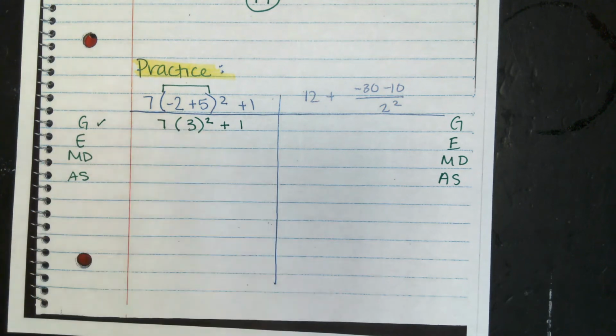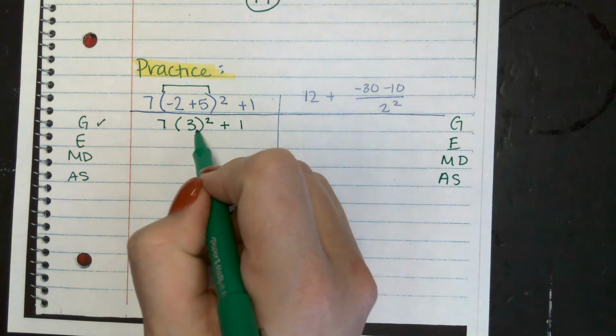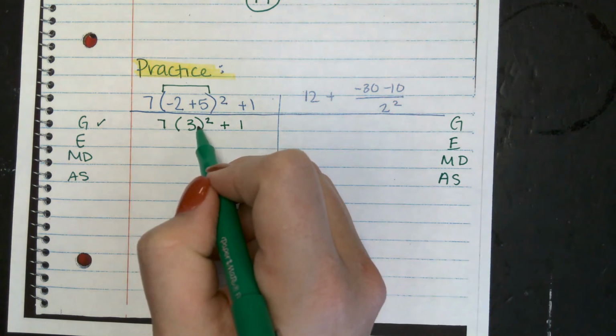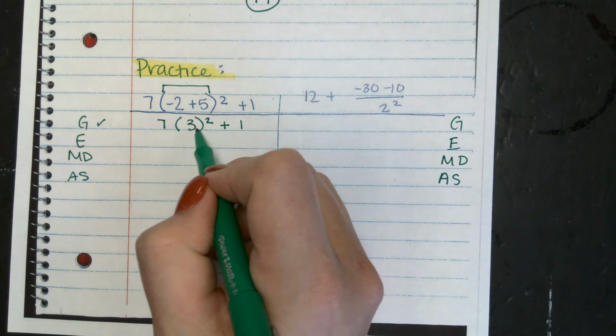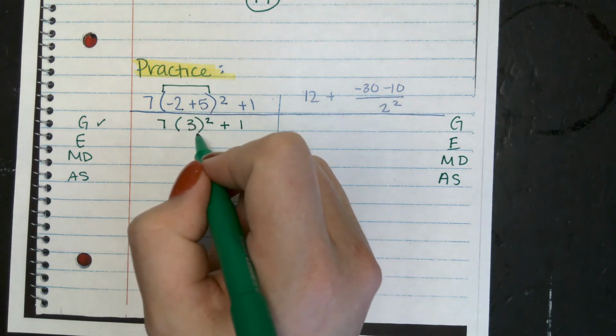Next, we're going to take a look at our exponents. Do we have any in this problem? We do. And that is right here with our 3 squared. Now 3 squared tells us that we're going to have this 3 2 times. So I'm going to go 3 times 3, which is 9.